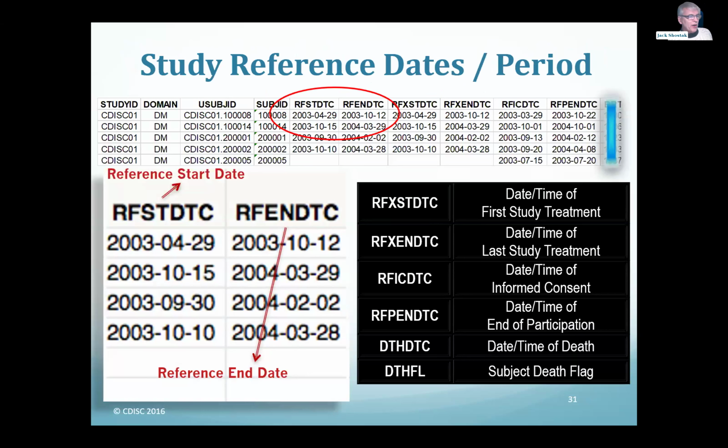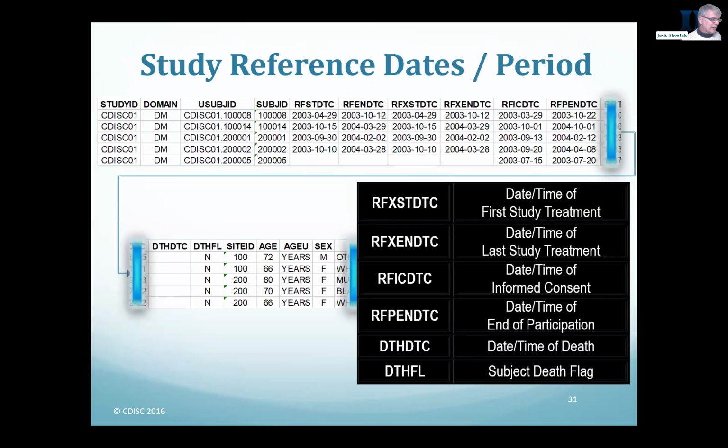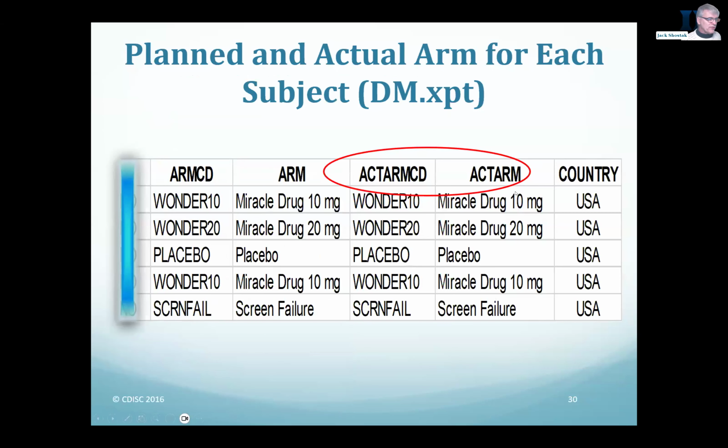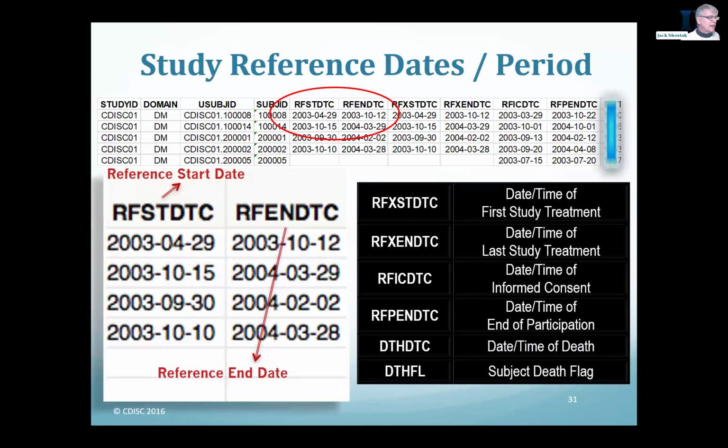Also very useful in the demographics domain, there's a whole bunch of reference dates. And again, it's extended over time. Like if I were to go back here, the actual ARM stuff didn't really exist in the SDTM. We had it on the ADaM side, and it kind of bled back into the SDTM as a useful thing. A similar thing has happened with reference dates in the SDTM demographics domain.